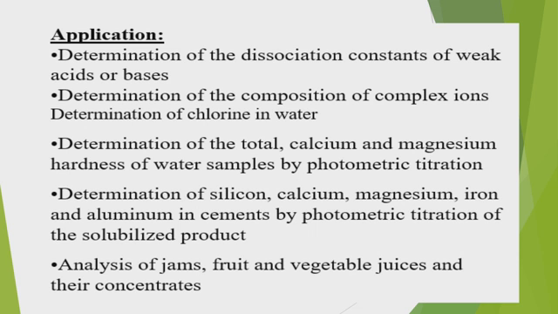So determination of the total calcium and magnesium hardness of water sample by photometric titration. So this is a much important application of this photometric titration. We can determine the total calcium and magnesium content of the water, that is hardness of water samples, by photometric titration. तर आपण फोटोमेट्रिक टायट्रेशनचा यूज करून टोटल कॅल्शियम आणि मॅग्नेशियम हार्डनेस ऑफ वॉटर, म्हणजे टेम्पररी आणि परमनंट हार्डनेस आपण काढू शकतो.